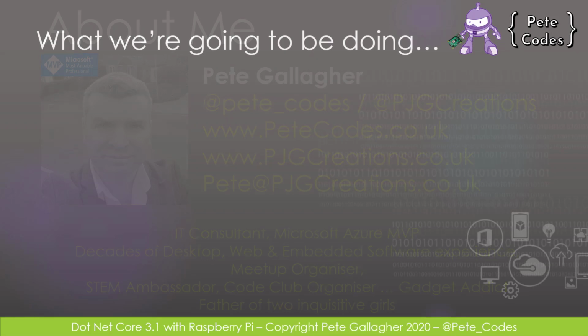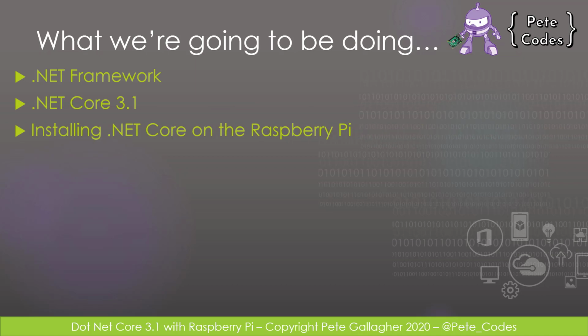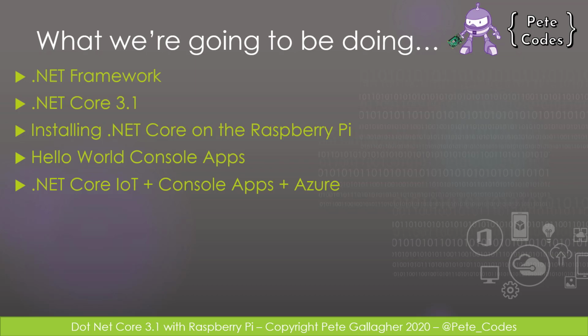So what are we going to be doing today? We'll start by looking at the .NET framework and how that ecosystem currently looks, and then we'll see where .NET Core 3.1 fits into that. We'll look briefly at how to install .NET Core on the Raspberry Pi, and then we'll spin up some Hello World console apps, first on a PC and then on the Raspberry Pi, before moving on to looking at what the IoT features are that are embedded in .NET Core for us, and we'll create a console app for that, and then we'll start moving on to connecting the whole lot up to Azure. And then finally we'll start looking at Blazor briefly, just to see how that fits and how well that works on a Raspberry Pi.